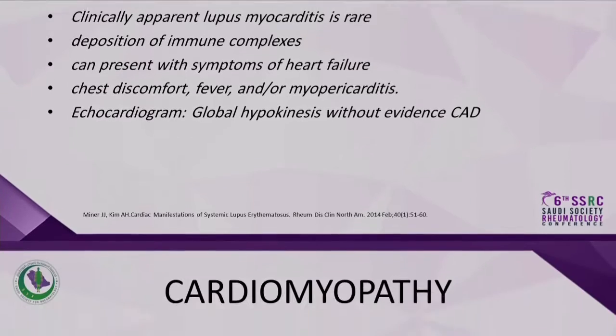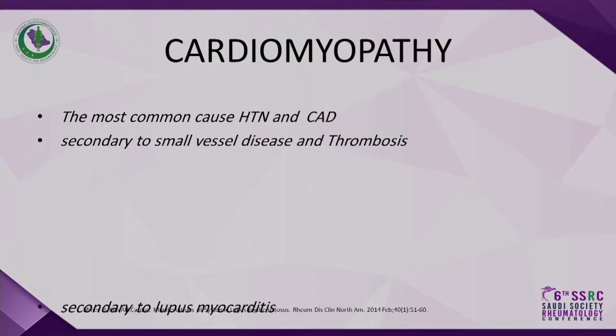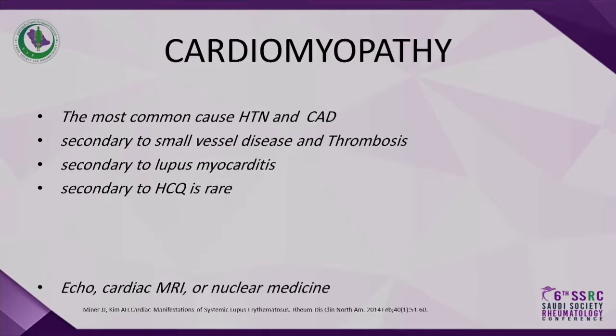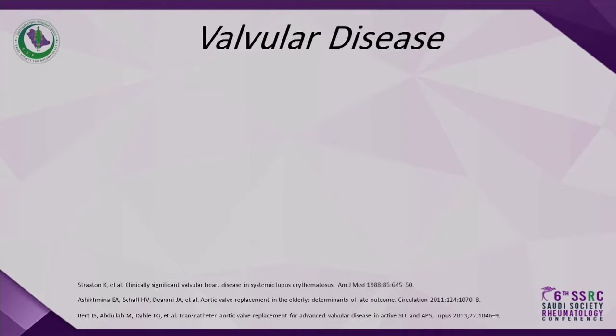And because of the time, on valvular disease, just one thing: when you have a patient with valvular disease, you should always check the antiphospholipid antibodies. When you refer the patient to surgery, always think about the mortality risk of valve replacement. It's high in lupus, and probably the transthoracic valve replacement is safer in lupus patients.